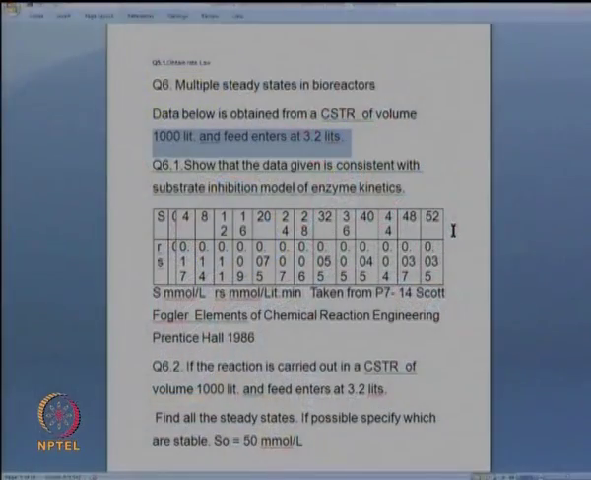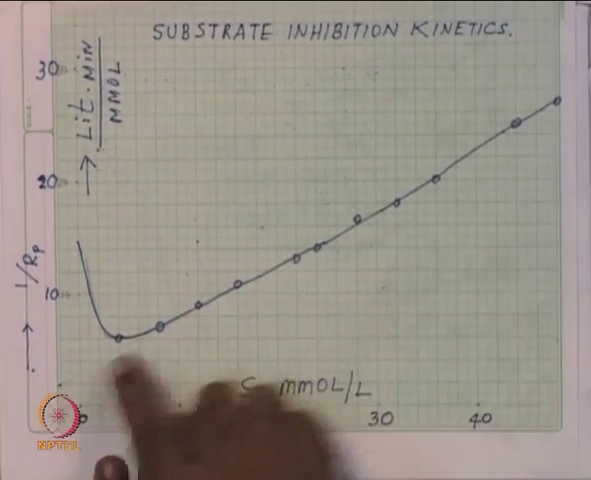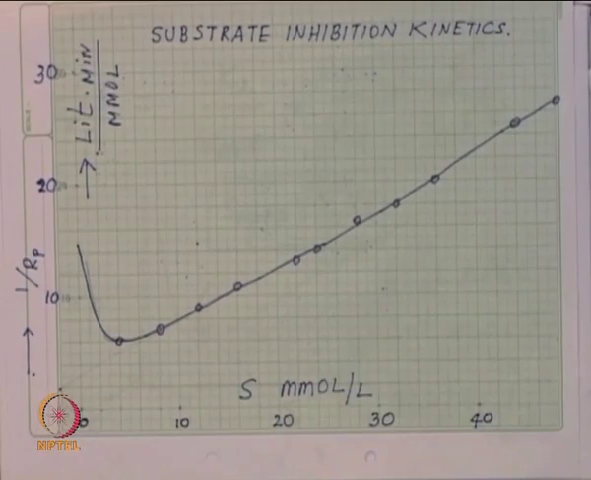I get Vm as 0.25. The intercept, I have taken as 4. This line, when I have taken 4, is looking all right. Any answers? Why does it take so long? Vm, intercept is how much? I have taken it as 4. Okay, what is Vm? Inverse of that is Vm. Fine, I have got 0.25.